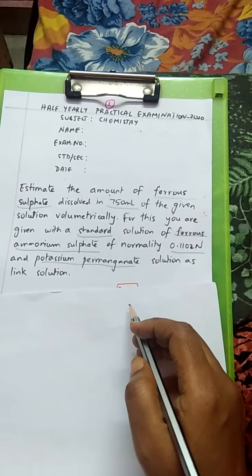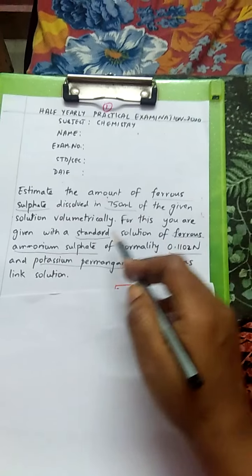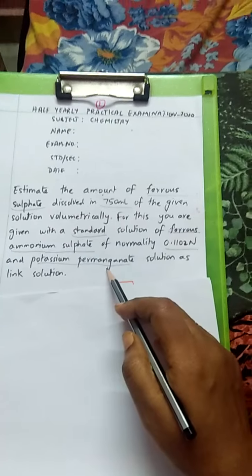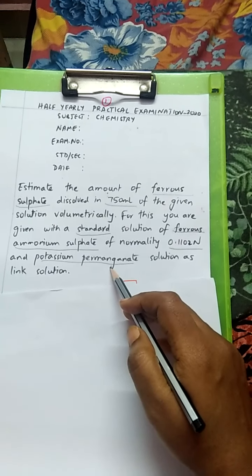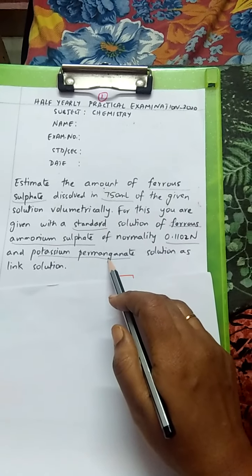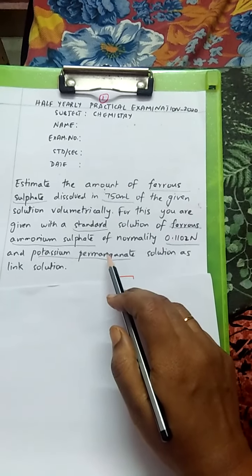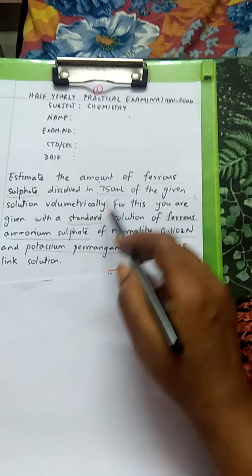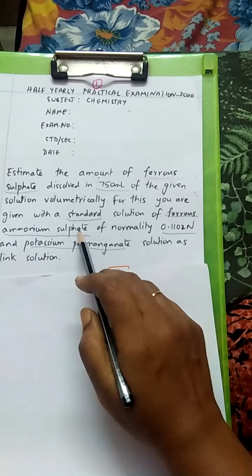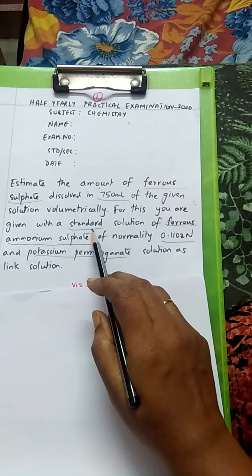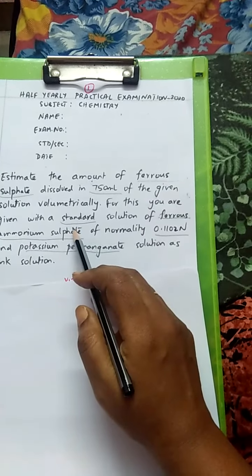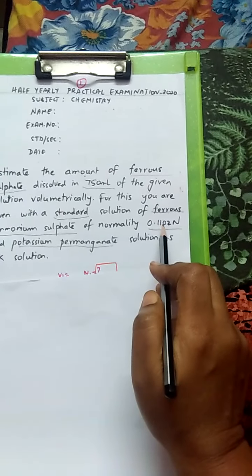So there are three solutions involved. One is ferrous sulfate, another one is standard FAS, another one is potassium permanganate. See, this is a permanganometric titration, and acidified potassium permanganate is used as an oxidizing agent. It will convert the ferrous ion into ferric ion in both the salts, both the solutions, ferrous sulfate as well as ferrous ammonium sulfate. So the purpose of giving the standard solution of ferrous ammonium sulfate is, it is acting as a standard. Its normality is given.